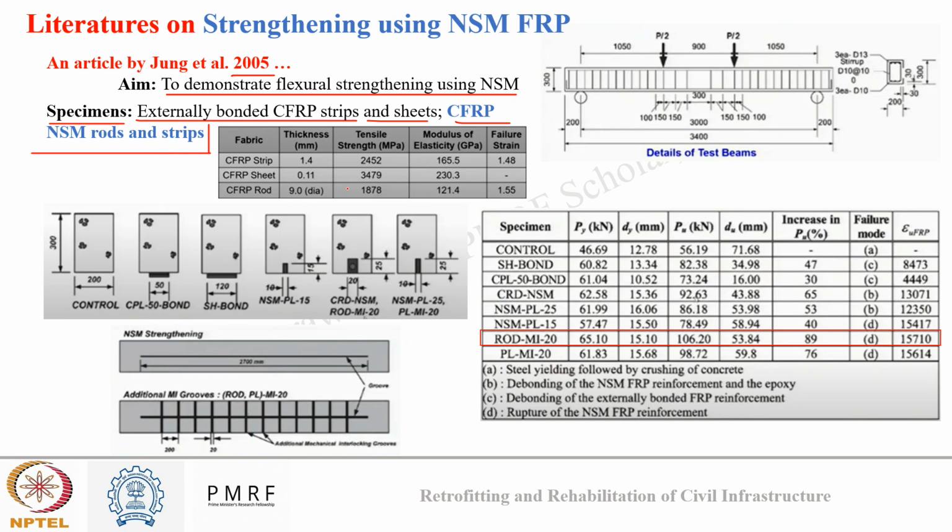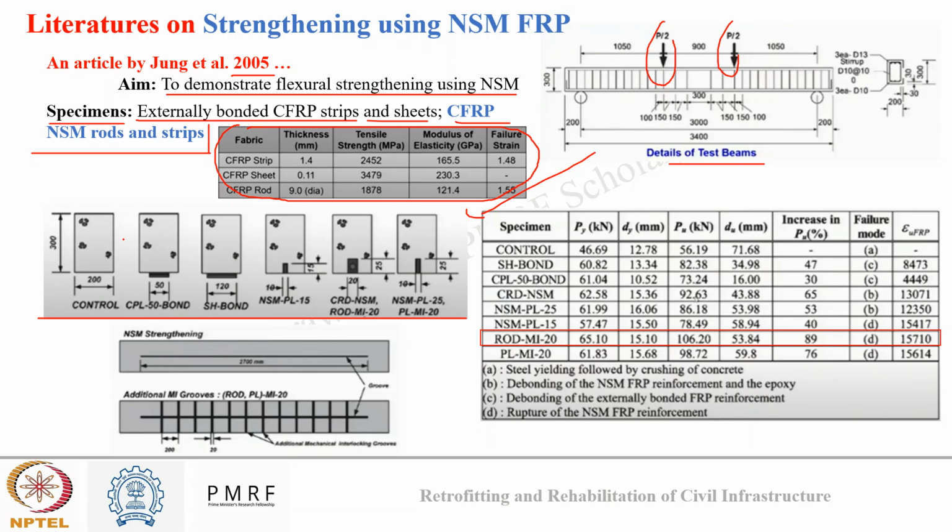Here you can see in this table the properties of the CFRP strip, sheet, and rod are given: the thickness, tensile strength, modulus of elasticity, and failure strain. And this is the testing assembly. There was a simply supported beam. Load was acting at two points, and this was the assembly. This diagram shows different samples that were prepared for the particular loading condition.